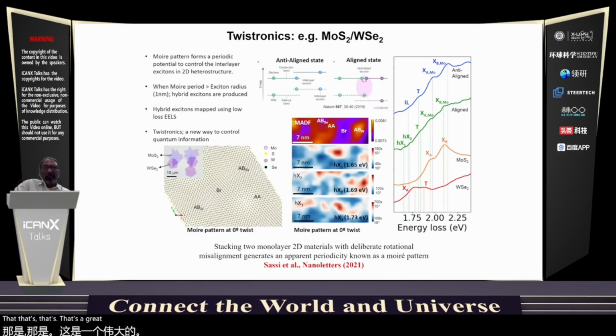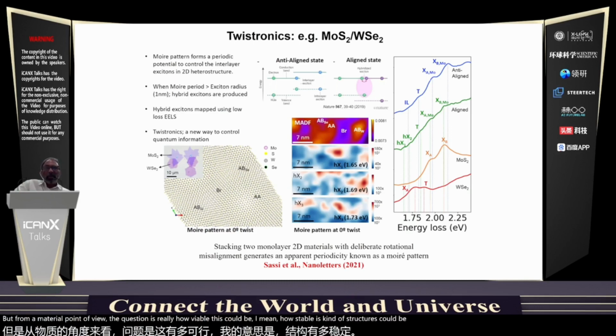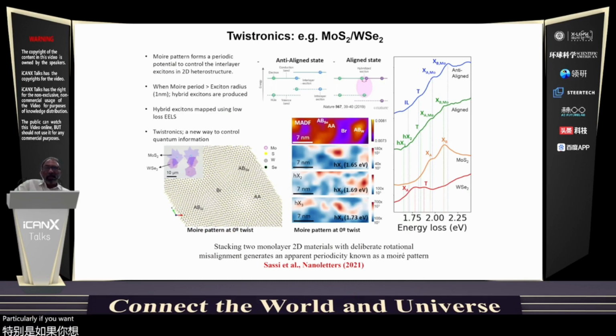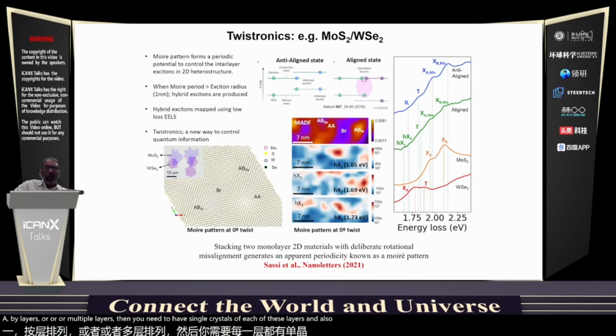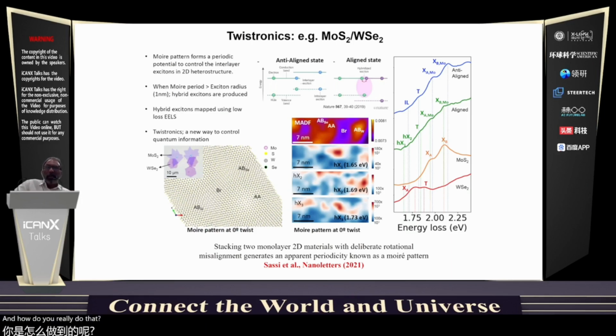That's a great perspective and idea for devices, but from a material point of view, the question is really how viable this could be. I mean, how stable these kinds of structures could be, particularly if you want large-area twisted bilayers or multiple layers. Then you need to have single crystals of each of these layers, and also you need to lock in a specific type of orientation. And how do you really do that? And again, it's a lot of trial and error many times, and people have been able to do this.